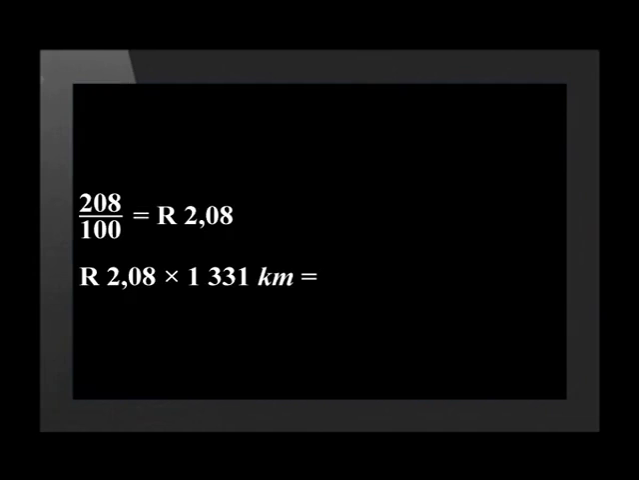Knowing the rate now per kilometer, we can calculate what the claim can be for the month. 2 Rand and 8 cents multiplied by 1,331 kilometers gives us an amount to claim of 2,768 Rand and 48 cents.